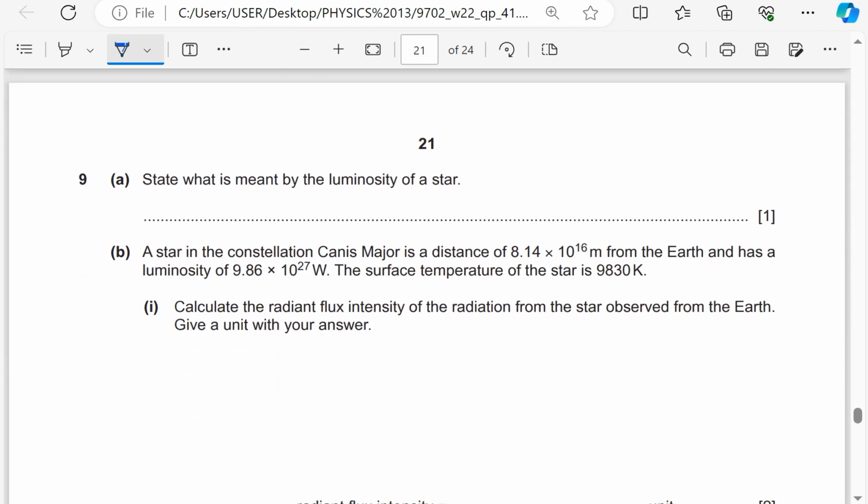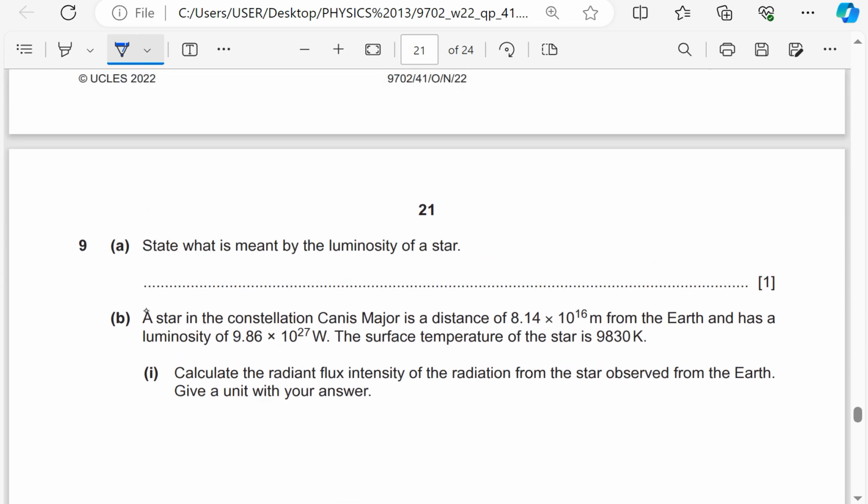Question 9 is Astrophysics and Cosmology. State what is meant by the luminosity of the star. So we know that luminosity is the total radiant power emitted by the star.